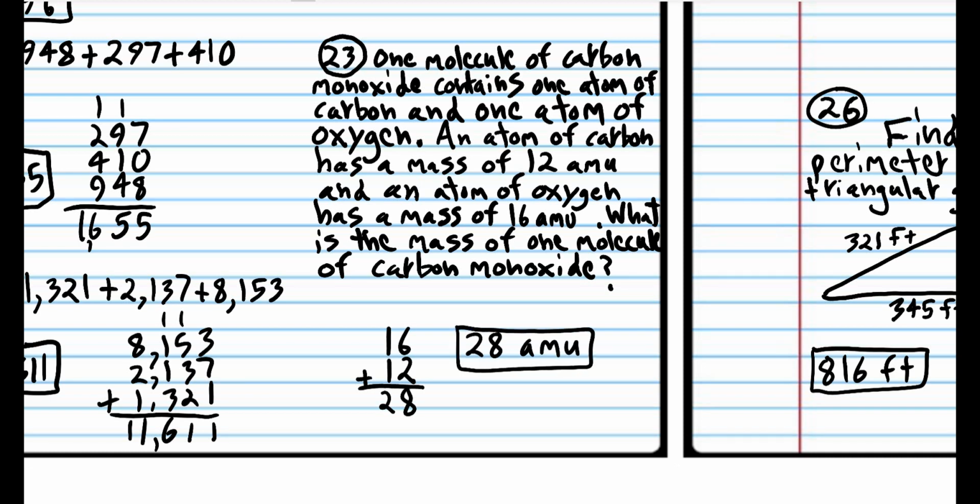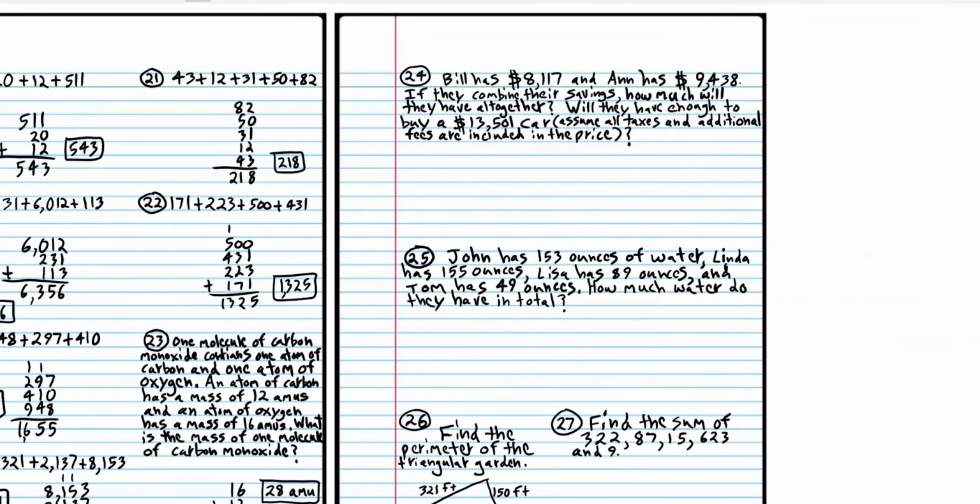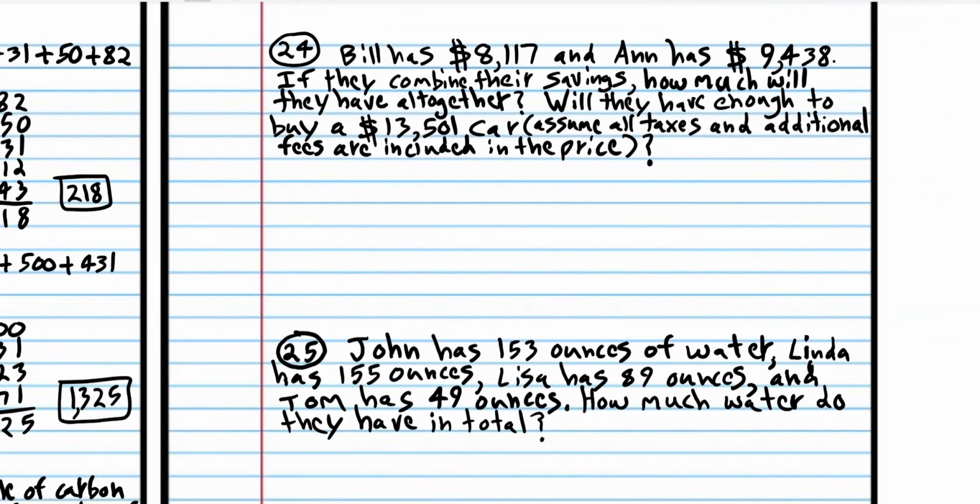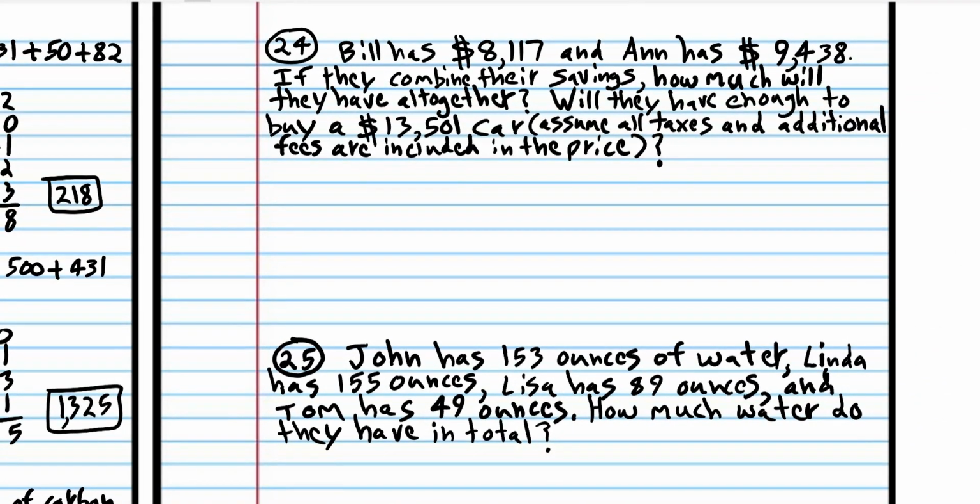Now, please be aware that because this is a word problem, you have to say the units. You have to tell the reader what you're actually counting. Are you counting carrots? Are you counting gold coins? Well, we're counting atomic mass units. So whenever you're doing a word problem, always write what you're counting in the final answer. So now, pause the video and try 24. And when you come back, we'll do it together.